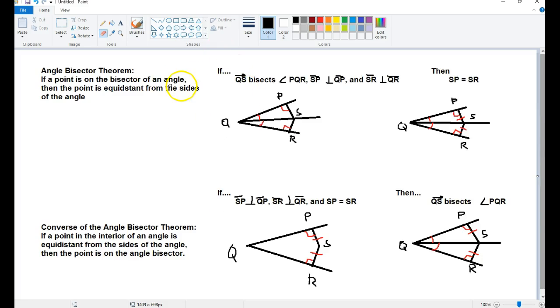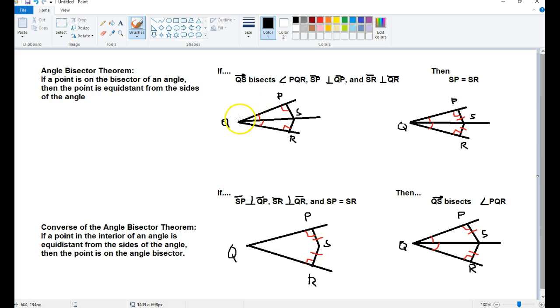Okay, so the next theorem is the angle bisector theorem. This says that if a point is on a bisector of an angle, then the point is equidistant from the sides of the angle. And then we have the converse. If a point in the interior of an angle is equidistant from the sides of the angle, then the point is on the angle bisector.